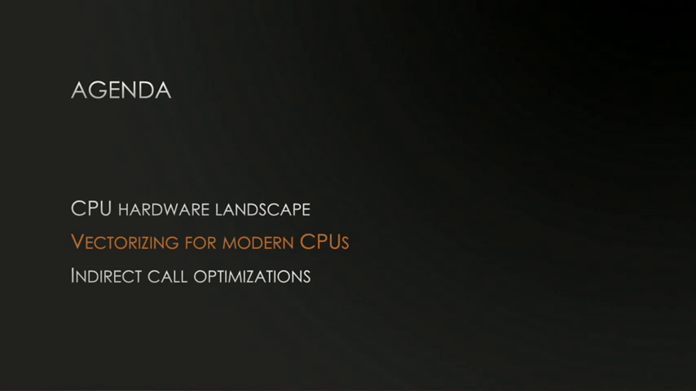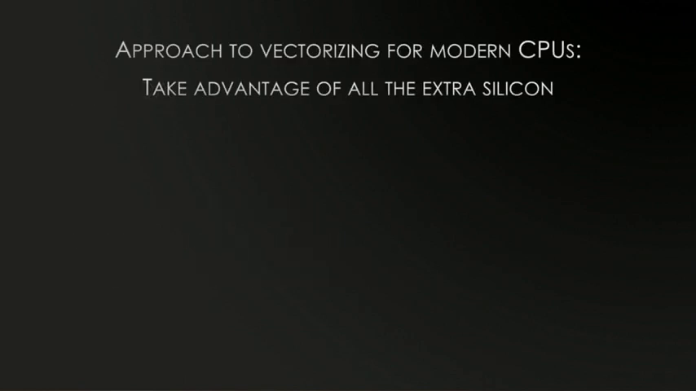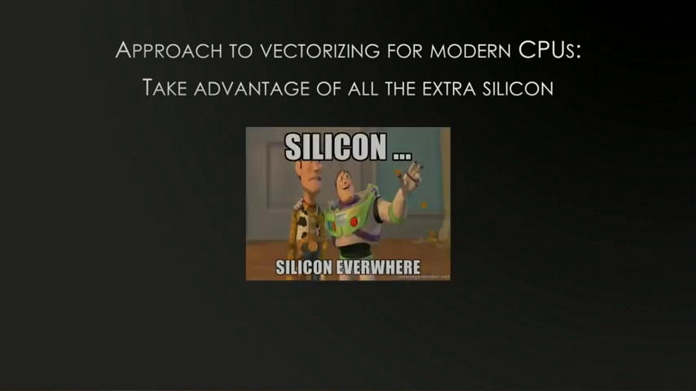So that's all hardware, sort of pretty low-level stuff. I want to now talk about some compiler optimizations. So what do I mean when I say vectorizing for modern CPUs? It just means we're going to take advantage of all that silicon that the chip has to offer.